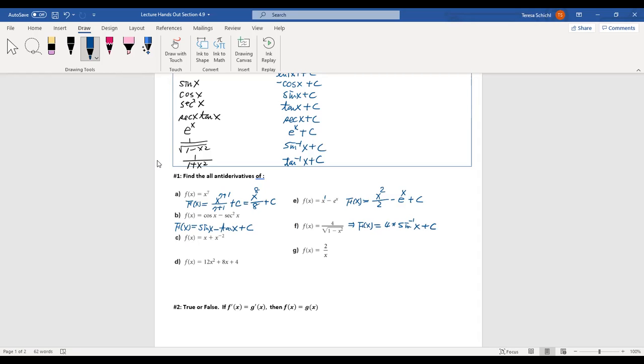Okay, now let's take a look at this one. This is f of x equal to x plus x to the negative 2. So this is the first one, x to the first power, so it's x squared over 2, 1 plus 1 is 2. Okay, in here we'll be very careful. This is negative 2, so this is x to the negative 2. Then don't forget to plus c. And if you like, you can simplify this a little bit.